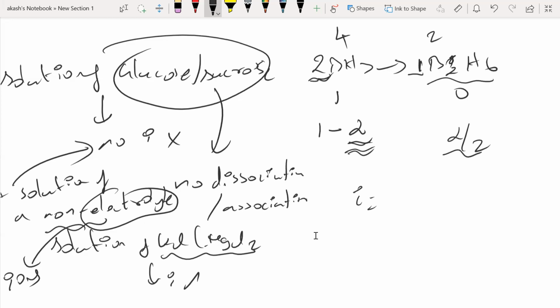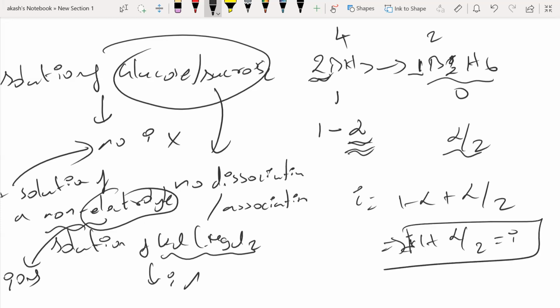Again, the total number of moles at equilibrium is 1 minus alpha plus alpha by 2. So what will it be? It will be 1 minus alpha by 2. That is what my i value will be, which is equal to i. Correct, 1 minus alpha by 2. This is association. So you don't have to remember the formula, guys. If at all you find that easy, please go with it. But I would really advise that these kinds of things are going to be really helpful, rather than remembering, since already you have to remember so many formulas.